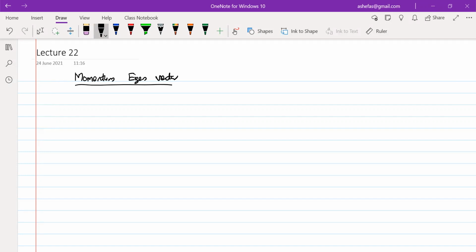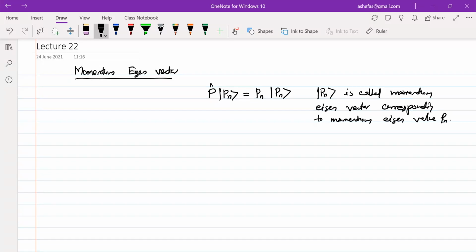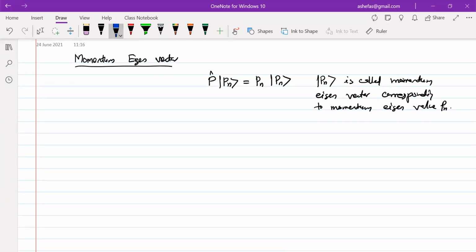as momentum basis. The momentum eigenvector in general can be defined as the momentum operator acting on a ket Pn gives Pn ket Pn. This ket Pn is called momentum eigenvector corresponding to momentum eigenvalue Pn. Okay. Now, how will you represent the same thing in position basis?